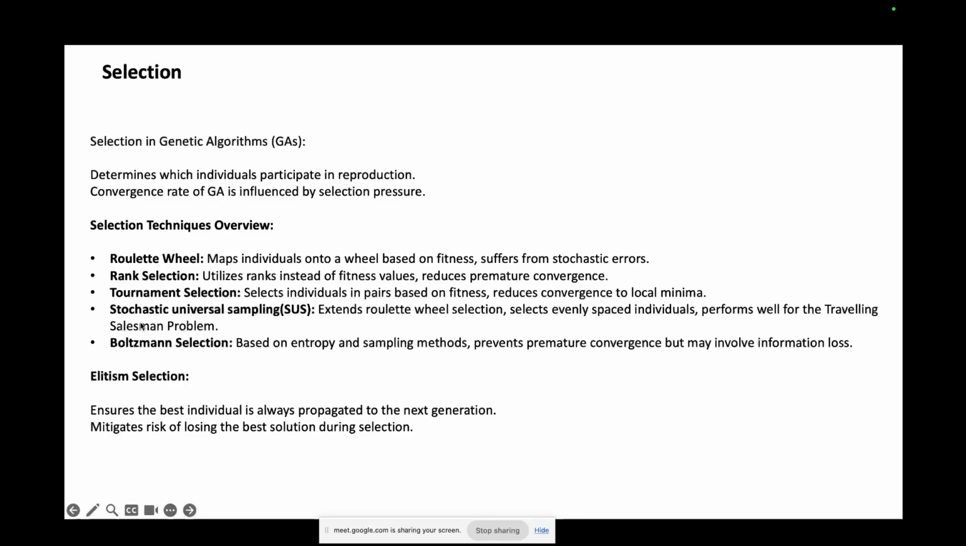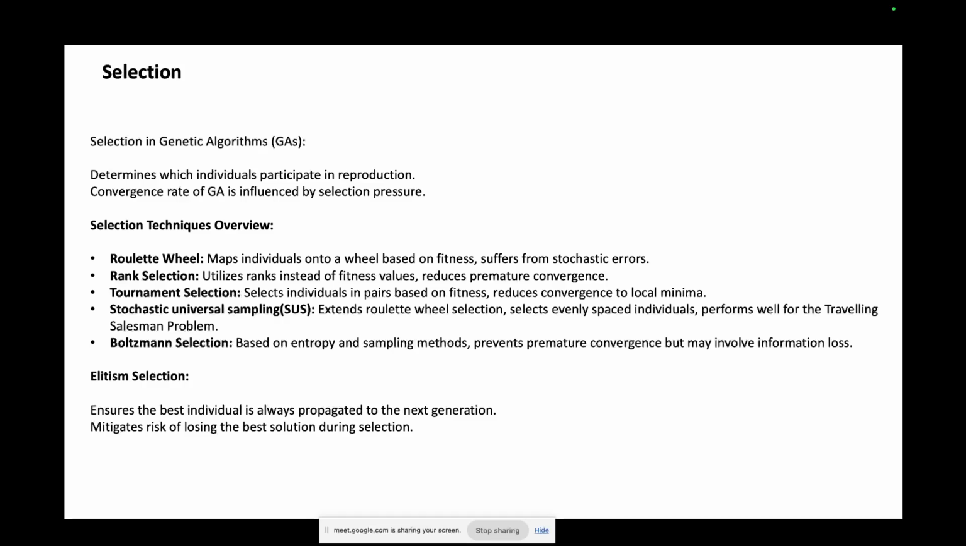One such technique is stochastic universal sampling. Why I'm highlighting this is because it is a very well-known mechanism, used for the traveling salesman problem, if you're aware of it. In the traveling salesman problem, you have a salesman in a city and a set of delivery points, and you have to find the best route for the salesman to deliver at all these points, but you cannot ask the salesman to go through one road more than twice.